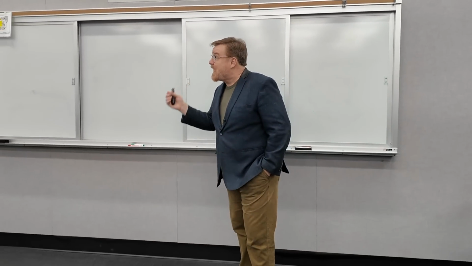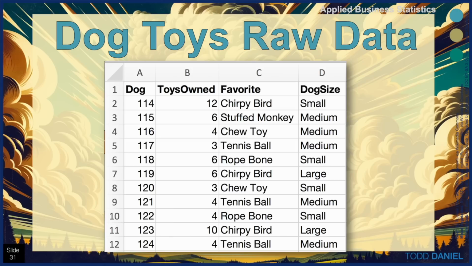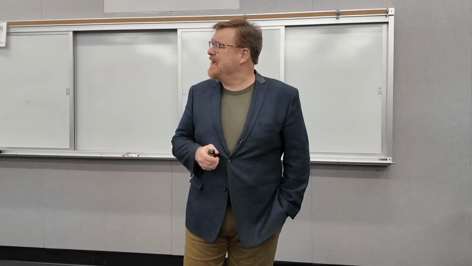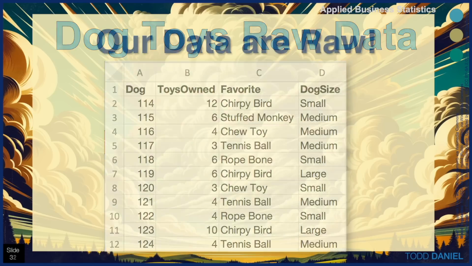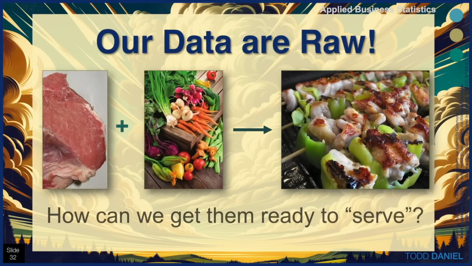So let's start with this. I have variables in these columns. I have a certain number of dogs. If I ask you, what is the average number of toys owned? How would you respond? Well, it's really difficult to know how to respond to that because these data are raw. And raw data are not prepared to be served up. You can't easily discern, are there more small, medium, or large dogs? You're just looking at raw data in a data set.